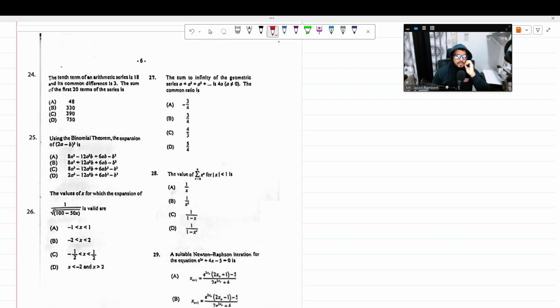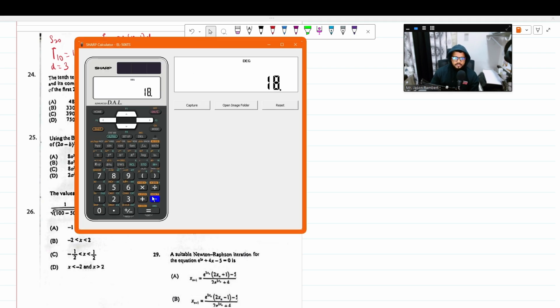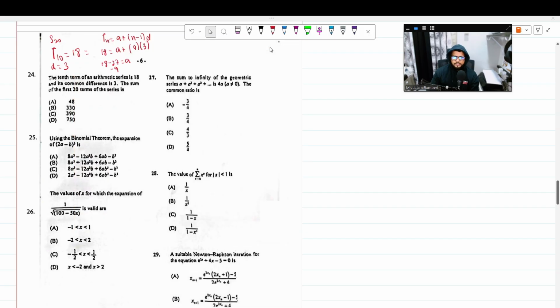The 10th term of an AP is 18, so T10 is 18. Common difference D is 3. For the sum of the first 20 terms, we want S20. T sub n is A plus n minus 1 by D. 18 is equal to A plus 10 minus 1, which is 9, by 3. So A is 18 take away 27. Let me just check: 18 take away 27 is minus 9. Good.